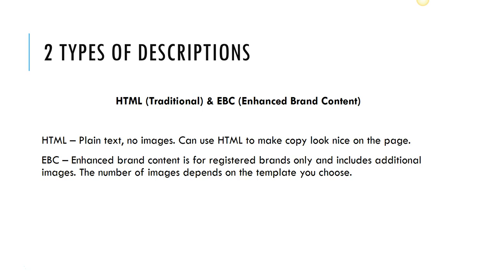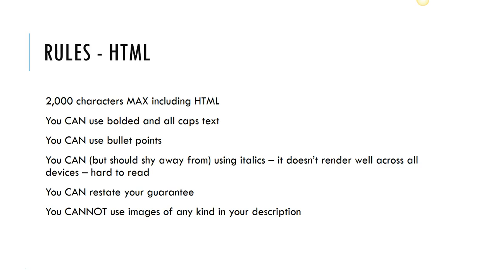Then we have EBC, or enhanced brand content. That's for registered brands only. It includes additional images. There are several templates you can choose from, right? So for the HTML description, 2,000 characters max, including HTML. What that means is when we're writing our description, if we're going to be using HTML, we only write 1,700 characters. Then we run it through an HTML cleaner, like html-cleaner.com, and we have about 2,000 characters, right? You'll see what I mean by that in a minute. It's easier to show you than to just explain it.